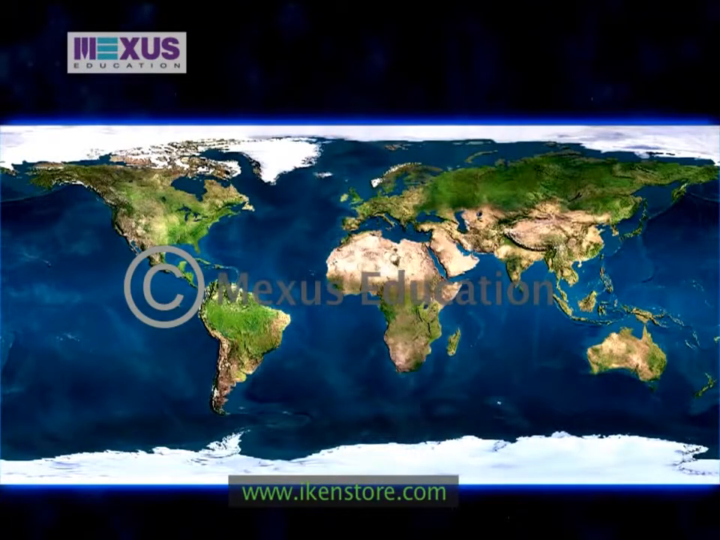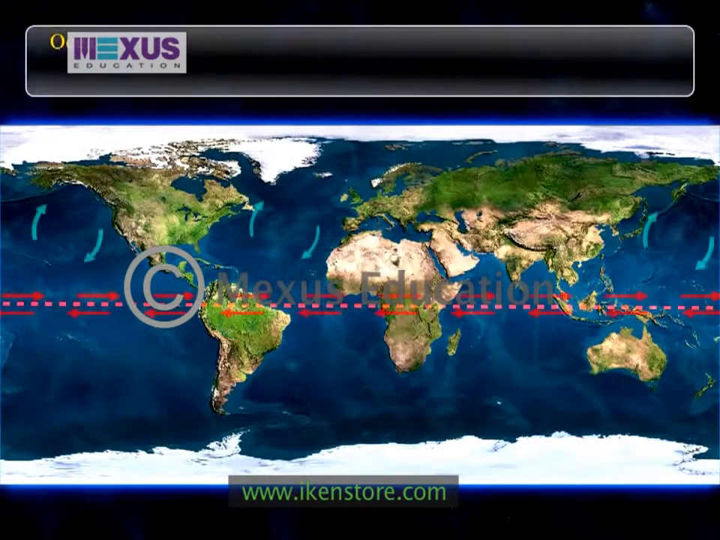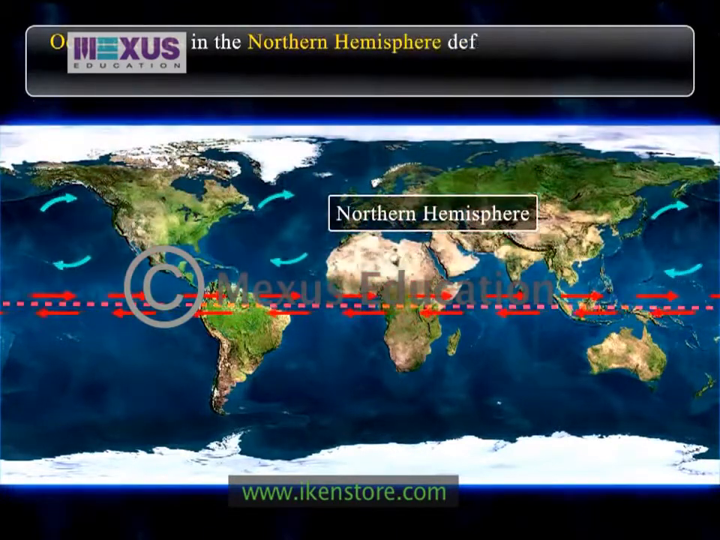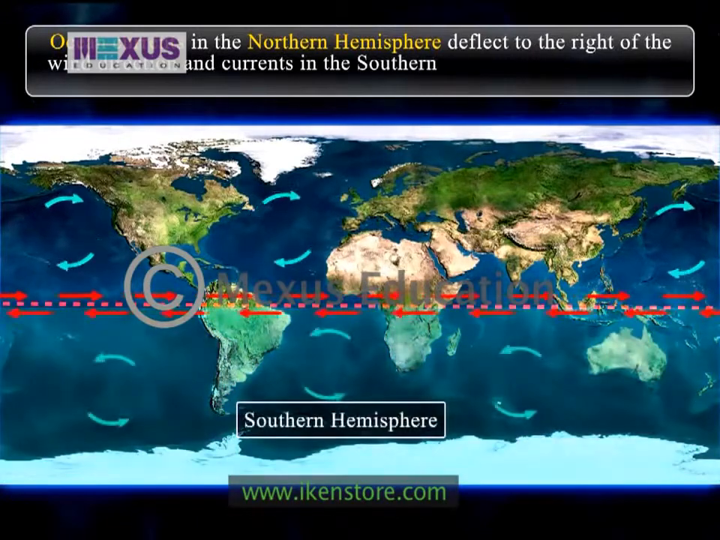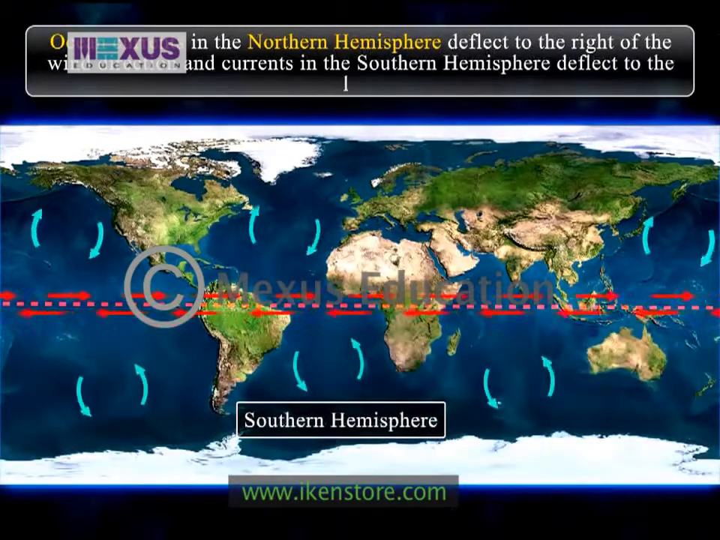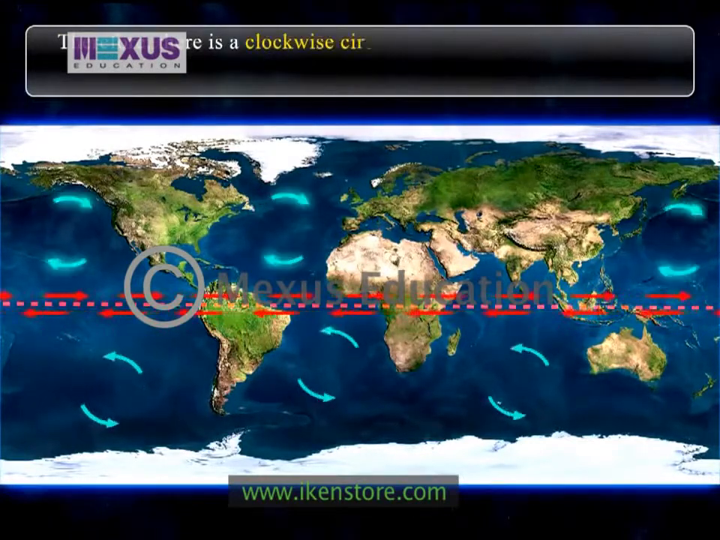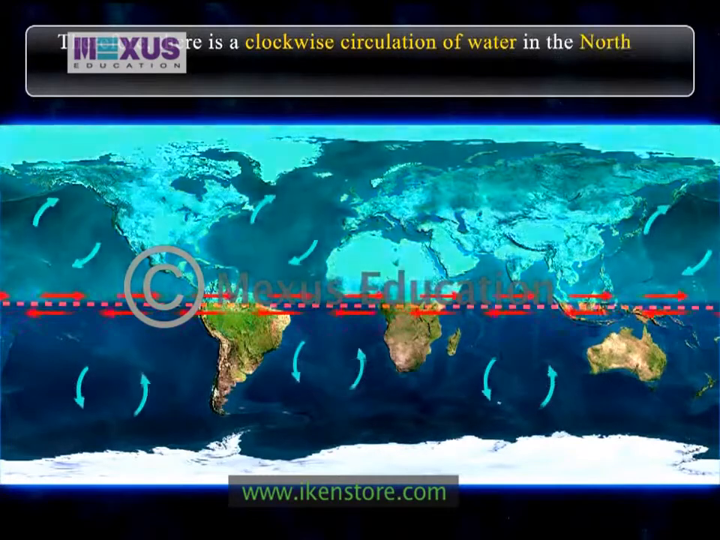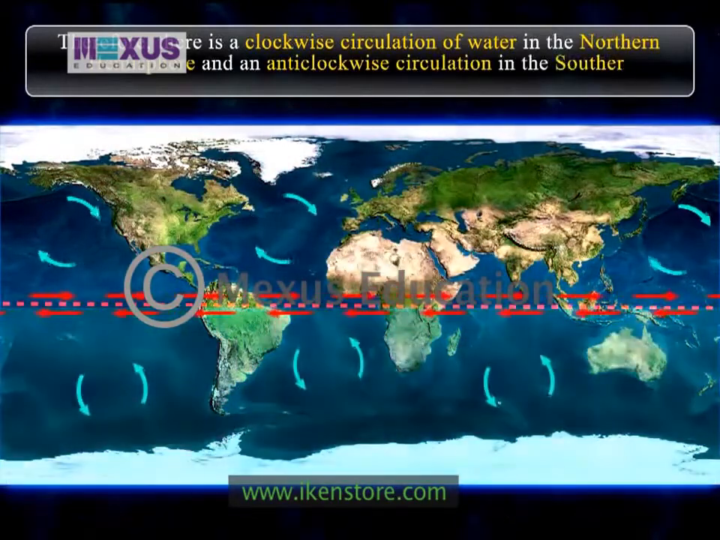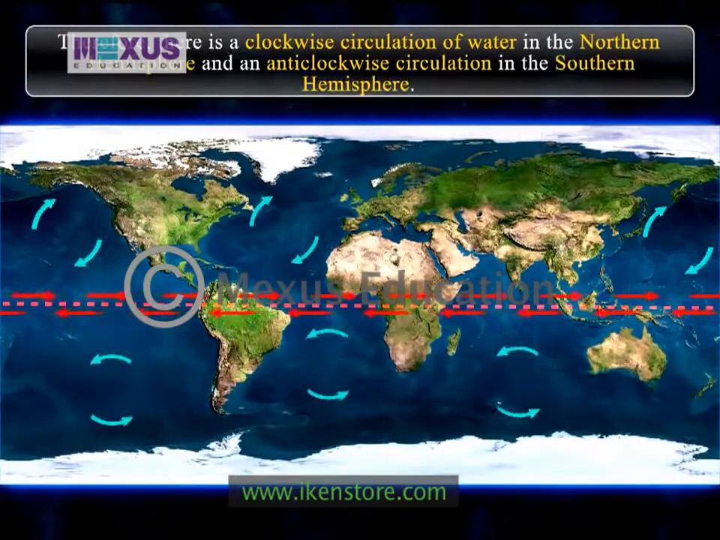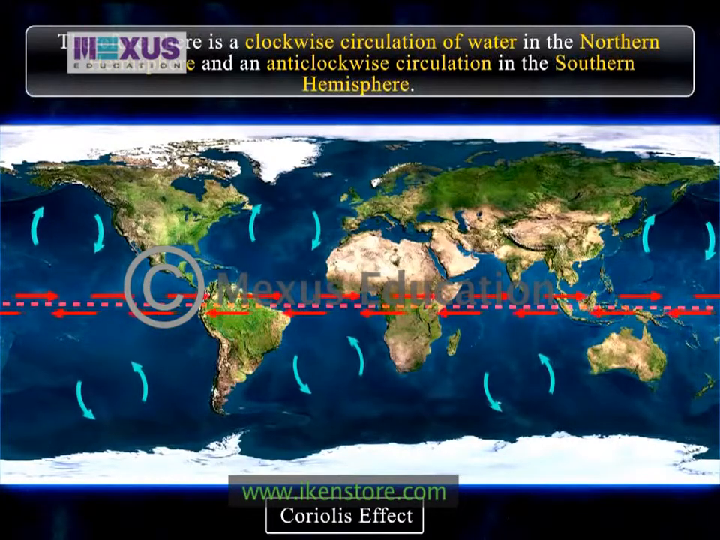The prevailing winds lend speed and direction to a mass of water. Ocean currents in the northern hemisphere deflect to the right of the wind direction, and currents in the southern hemisphere deflect to the left. Therefore, there is a clockwise circulation of water in the northern hemisphere and an anti-clockwise circulation in the southern hemisphere.